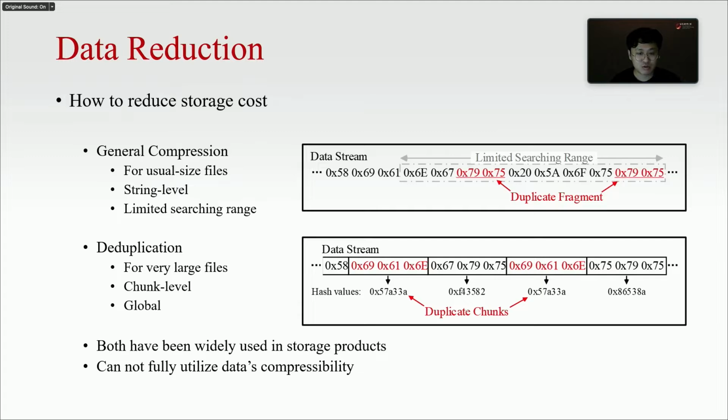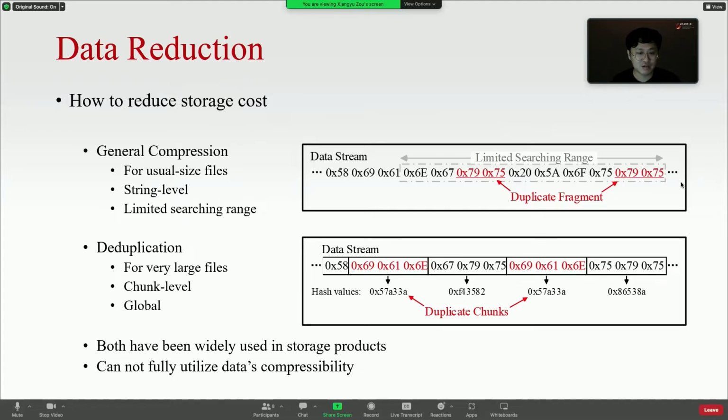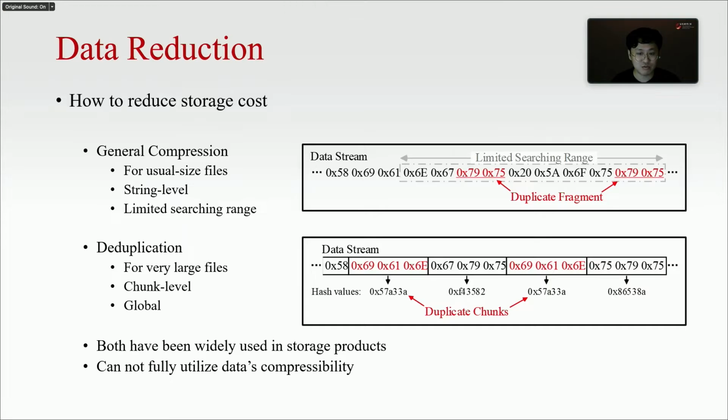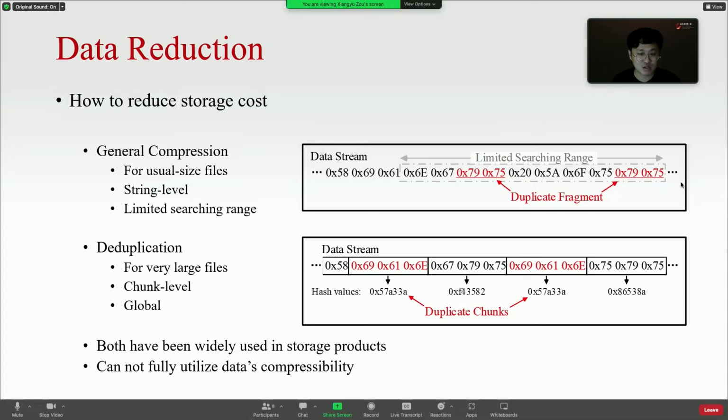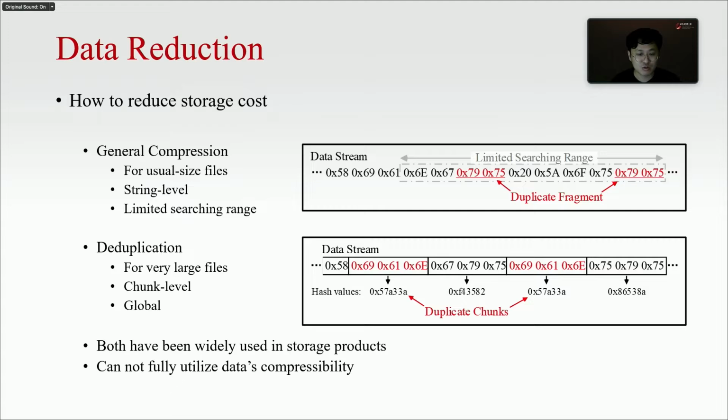Deduplication is proposed to handle the case of very large files, and it will separate data streams into chunks and remove identical ones globally. Although deduplication could detect redundancies far away from each other, its coarse-grained processing granularity sacrifices the deduplication ratio. Generally, both two kinds of approaches have been widely used in storage products, but they cannot fully utilize data's compressibility.